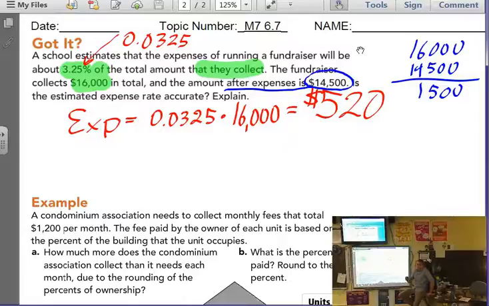Now, if we want to take this a step further, the question does not ask for this, but if we want to say what percent were the expenses, anyone know how to calculate that? How could I find out what percent the expenses actually were? Abby?